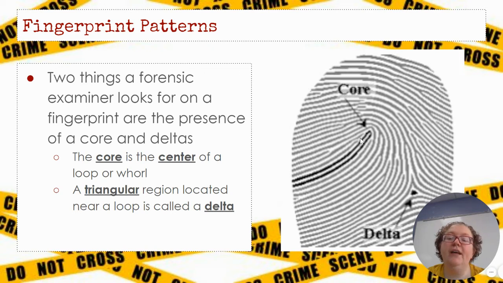And then there's a triangular region near a loop, which we call a delta. So this is kind of that triangular region. The center of that is the delta. By counting the number of deltas, we can determine the type of ridge pattern for a fingerprint. So again, core, center of the pattern, delta is that sort of triangular region.